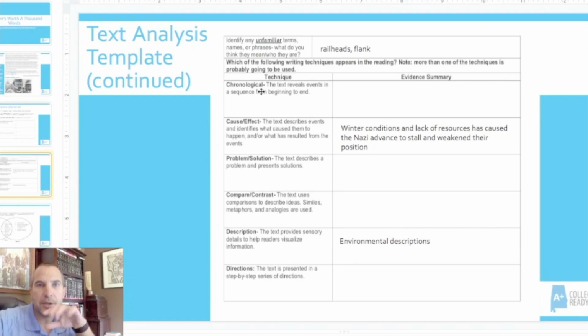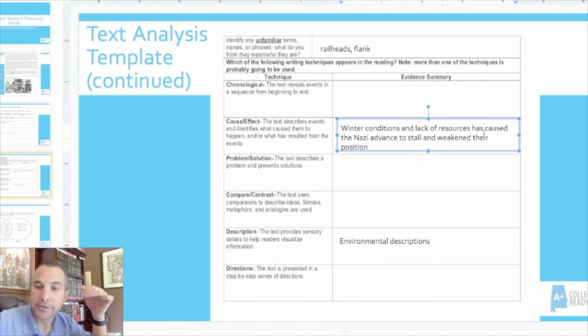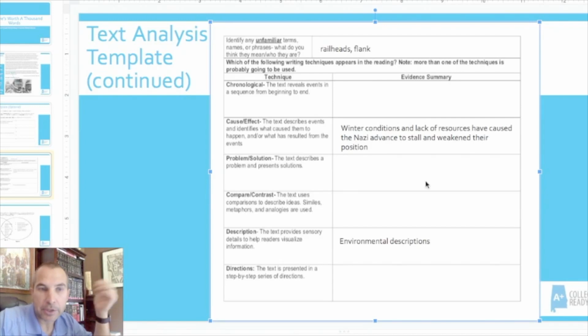What are some unfamiliar terms? In this particular text, terms like railheads or flank, students may not be familiar with those terms. And then what's the technique that the author uses? Here in this particular text, I notice cause and effect. The winter conditions and the lack of resources have caused the Nazi advance to stall and weaken their position. Or this could be a descriptive technique. Okay, it could be multiple here.